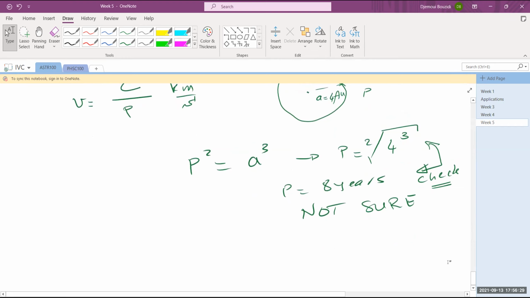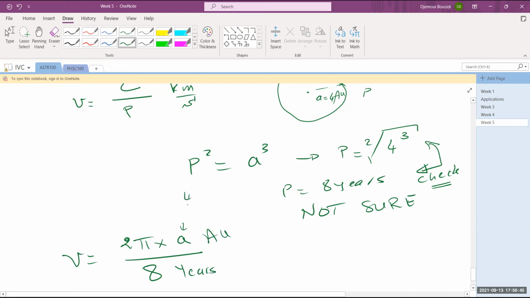Okay, very good. So the velocity then is equal to 2 pi times the radius, and the radius is a, divided by this number, which is 8 years. But this is in astronomical units. If a is equal to 4, it's in astronomical units. So it's 2 times 4 is 8 divided by 8. So it's pi, which is 3.14 astronomical units per year.